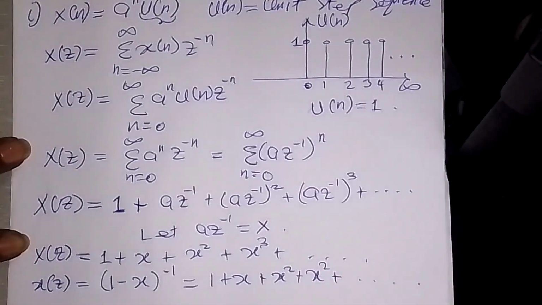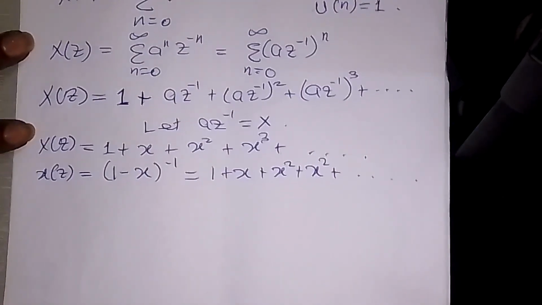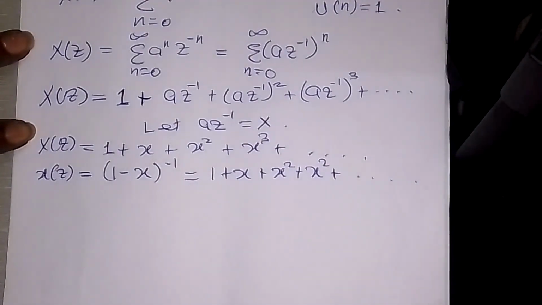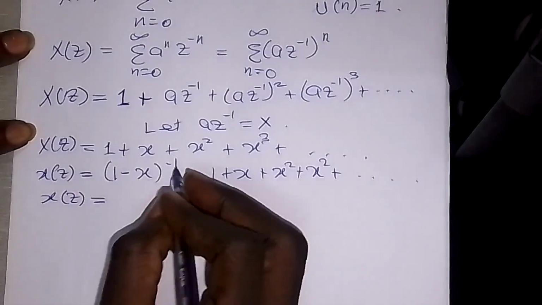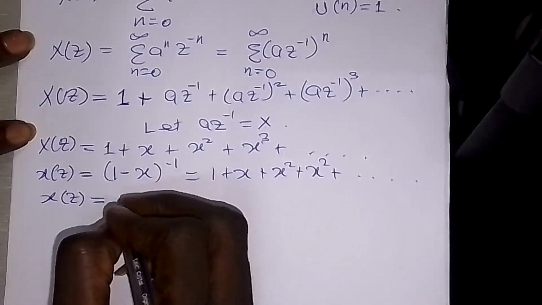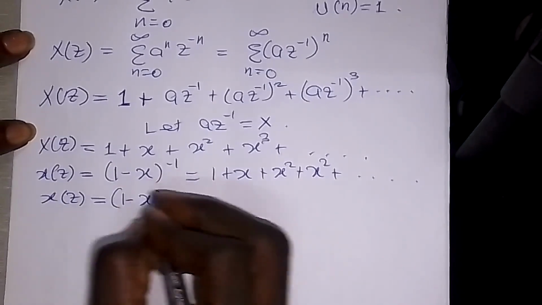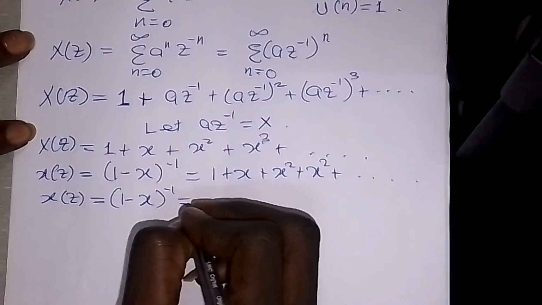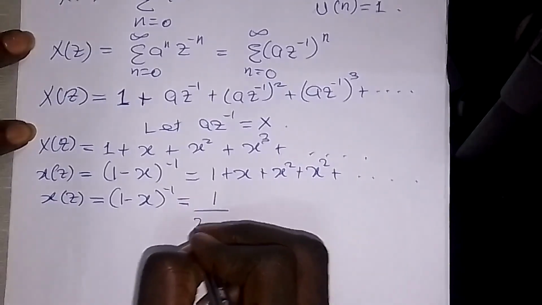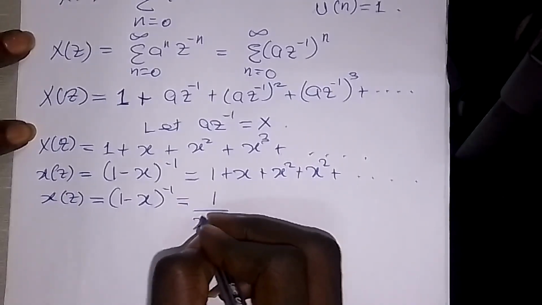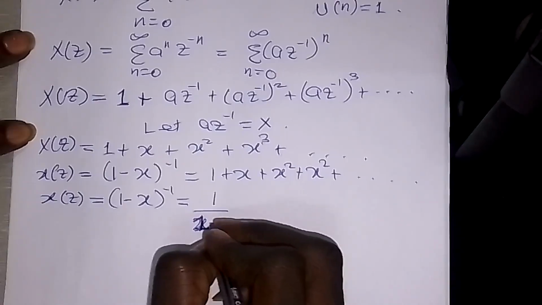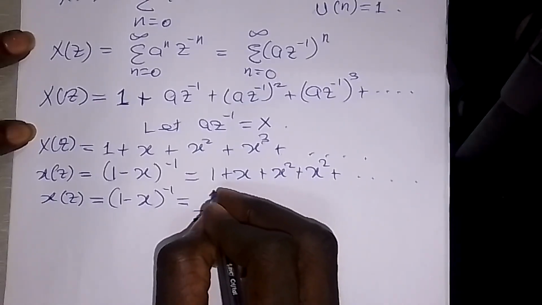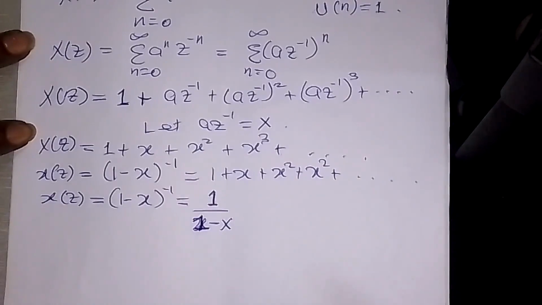So now that is actually my Z transform for this particular series. So now I can see that my Z transform is equal to 1 minus x exponent minus 1, which is equal to 1 over 1 minus x.